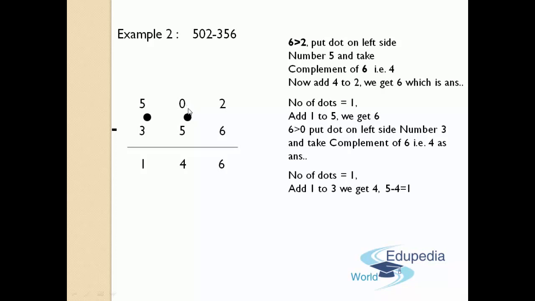So what we have to do here is, when you get a 0 in the minuend place and there is any other digit in the subtrahend place, you just take the complement of that number and write that in the answer. I hope you have understood well what I have said in this example.